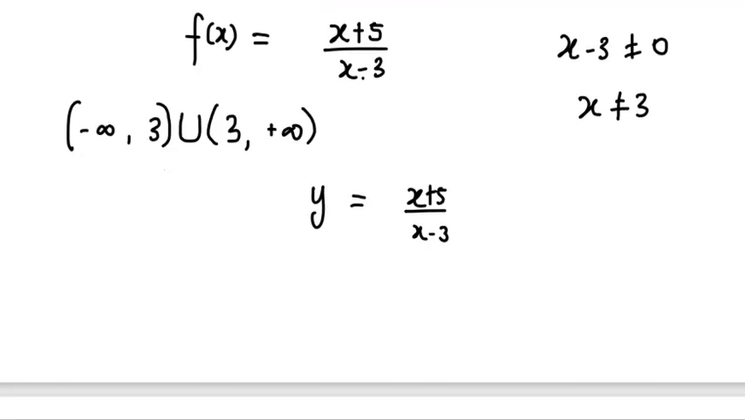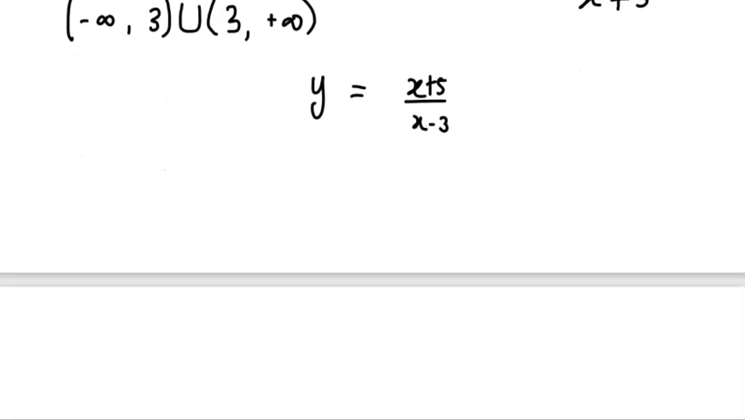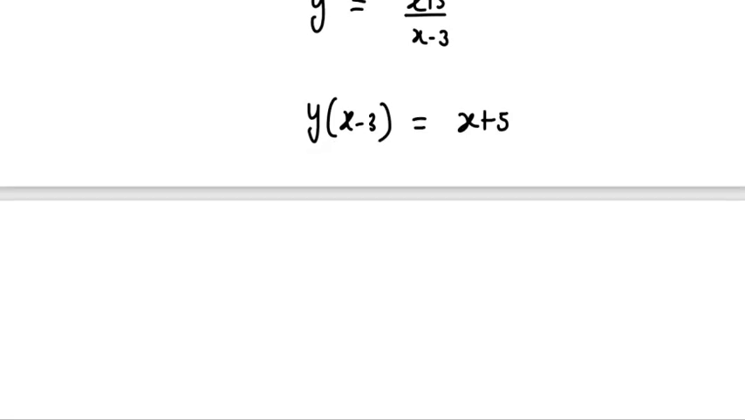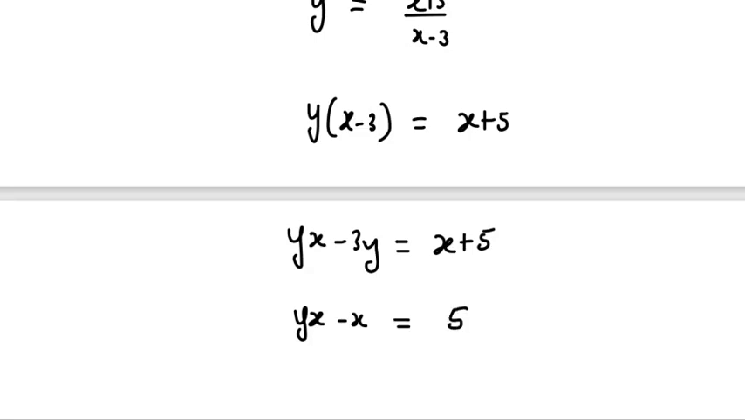So from here, we're going to solve for x in terms of y. Cross multiplying, we get y times the bracket x minus 3. This is going to be equal to x plus 5. We need to open this bracket. So we get yx minus 3y is equal to x plus 5. Now collecting like terms, we get yx minus x. This is going to be equal to 5 plus 3y.